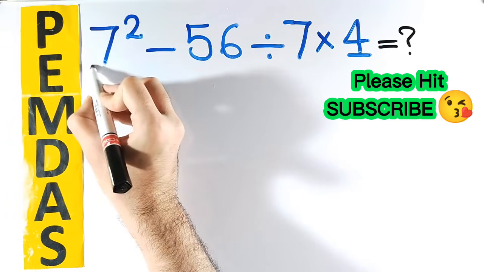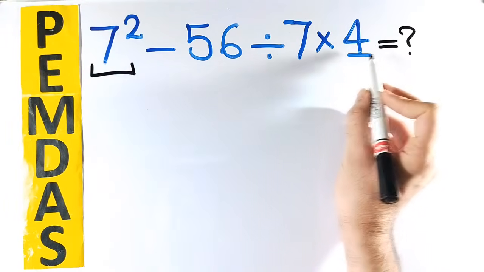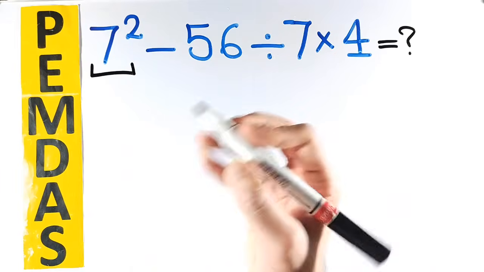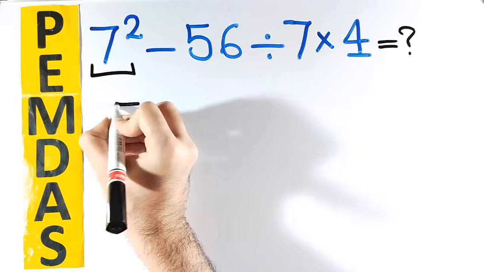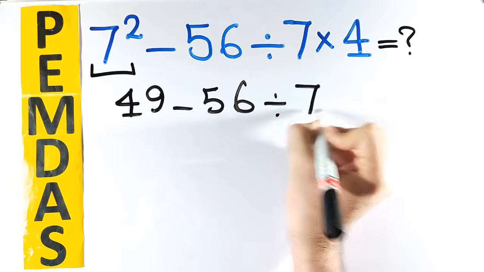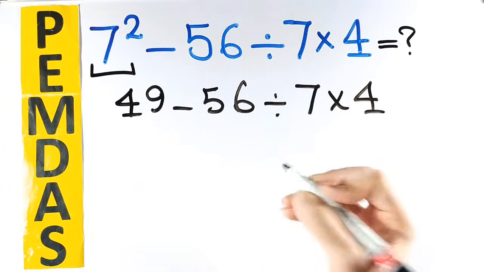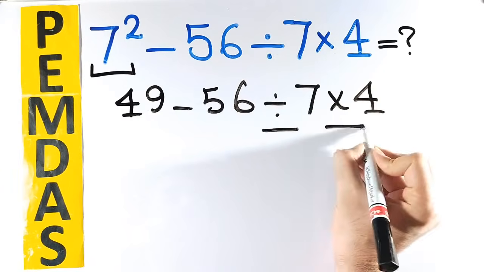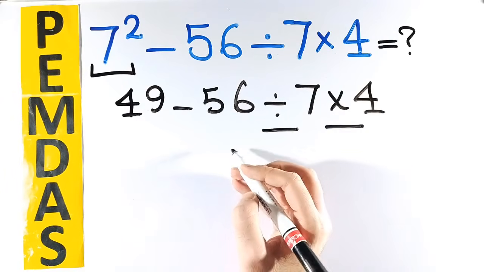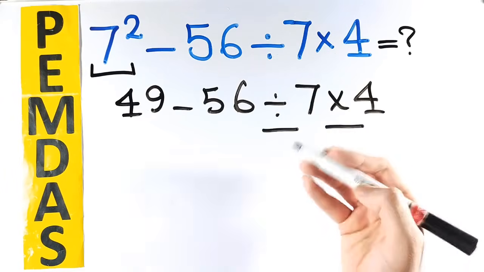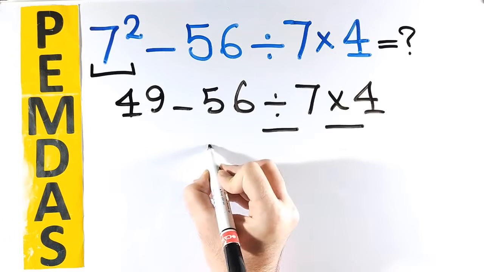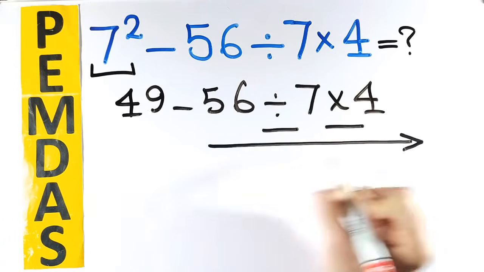According to the PEMDAS rule, first you go for the exponent, because in this expression, exponent has a higher priority than the other operations. So, instead of this expression, we can write 49 minus 56 divided by 7 multiplied by 4. In the next step, we move on to the division and multiplication, because multiplication and division have a higher priority than subtraction. However, we must pay close attention that multiplication and division have equal precedence, and we must perform these two operations from left to right.